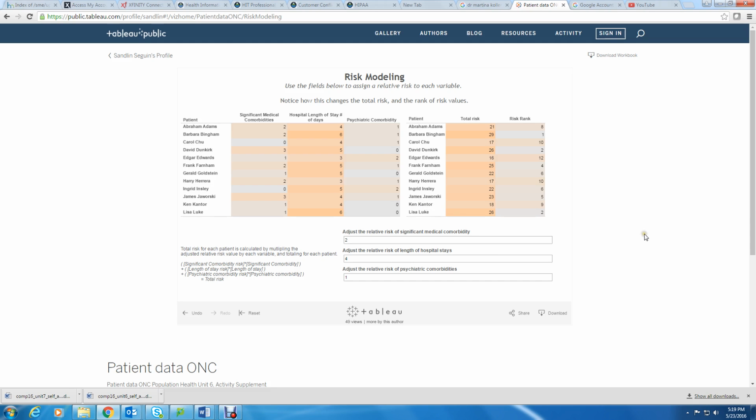Now let's see how the risk stratification changes for different patients as you apply a different model. Model B suggests that the single greatest risk factor is significant medical comorbidities, which are 5 times more important than length of hospital stay. So we will change that to a 5, change length of stay to a 1, and in this model, psychiatric comorbidities are twice as important as length of stay, so we'll change that to a 2.